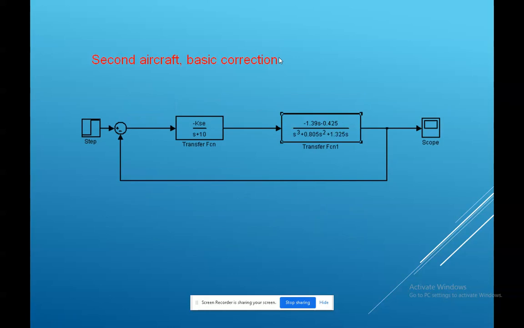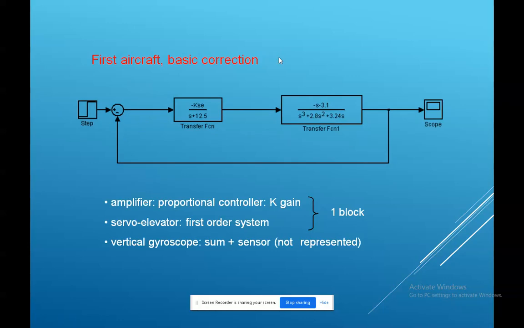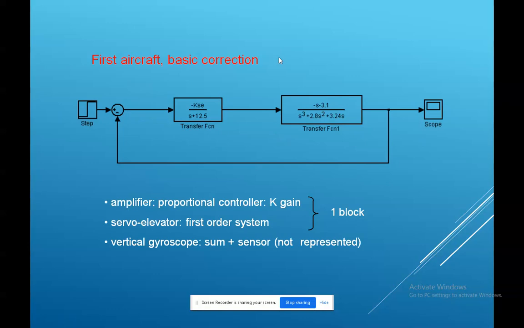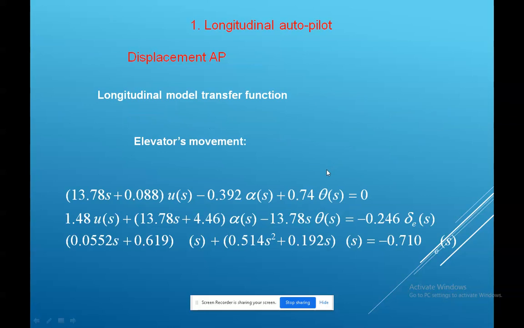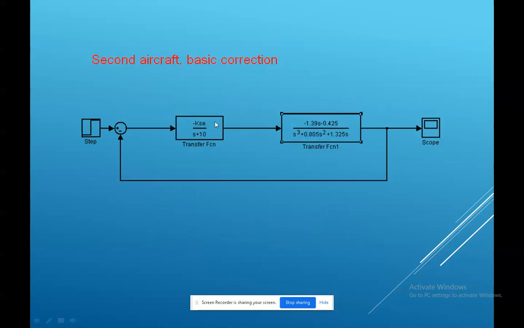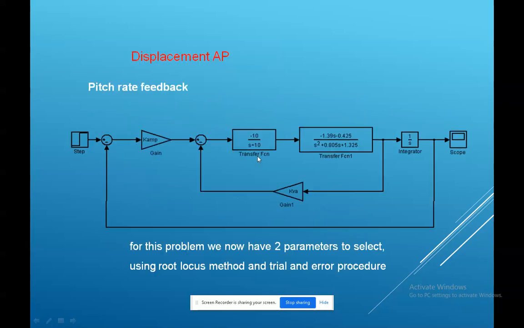This is the second aircraft basic correction. It is the same thing as the first aircraft system, but in the second aircraft system some values will be changed. Just to show the change in transfer function values between the first craft system and the second craft system, they gave this diagram. The transfer function values are different, but the concept is the same.